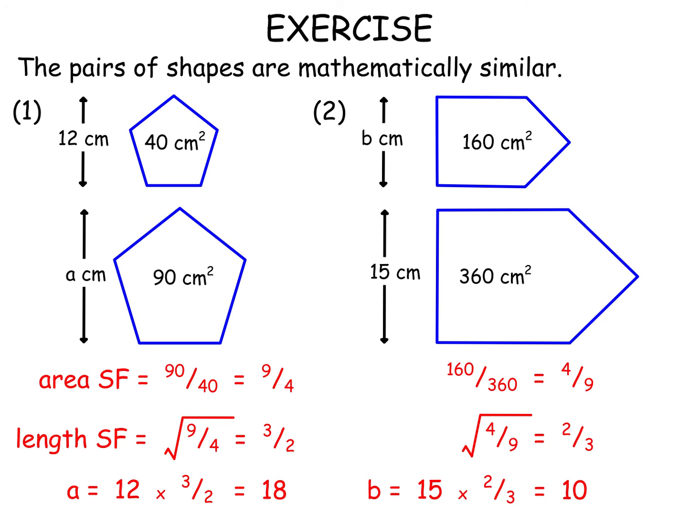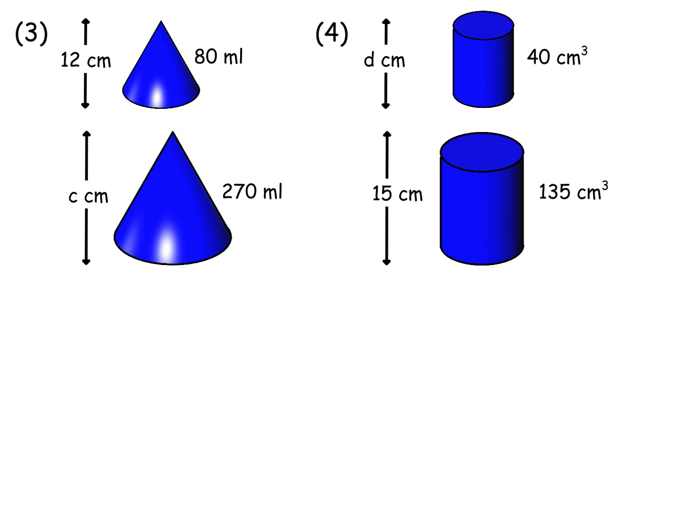So that's the first half of the sheet. And this is the second half. It's volumes. So get the volume scale factor. It's 270 over 80. Divide top and bottom by 10 and it simplifies to 27 over 8. That's the volume scale factor.